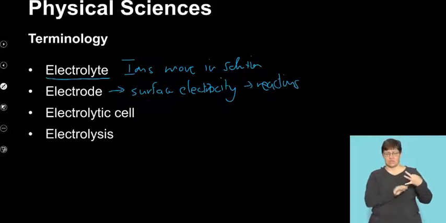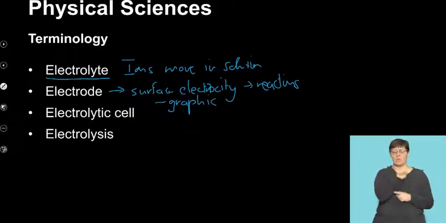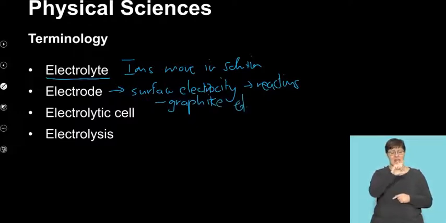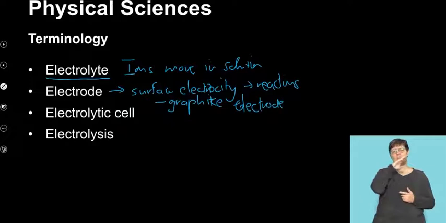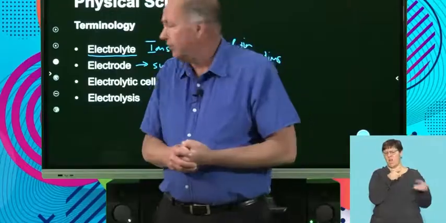In the electrolytic cell, we usually use a variety of electrodes, but the most common one that we use for simple stuff is the graphite electrode. That just is a carbon electrode, but you'll see that there are, in certain applications, other electrodes used. But the standard one is the graphite electrode.